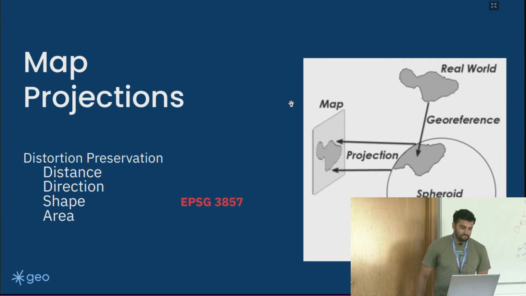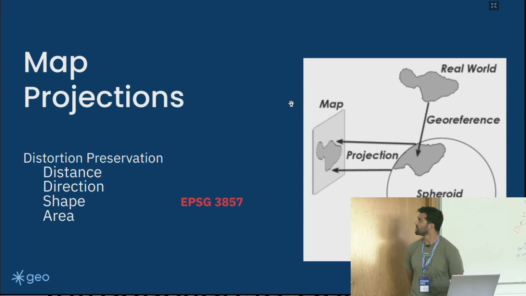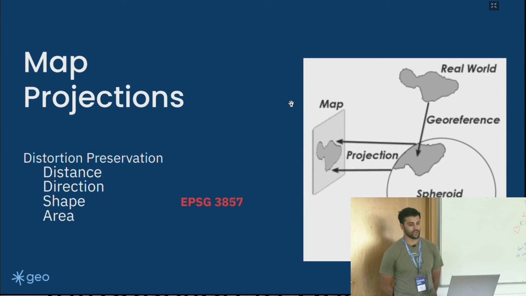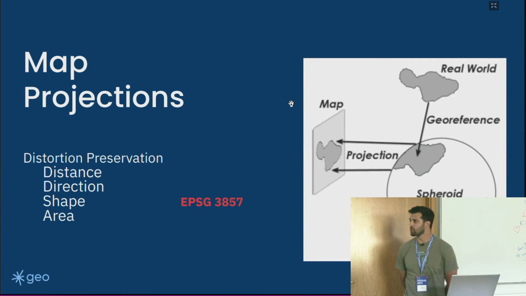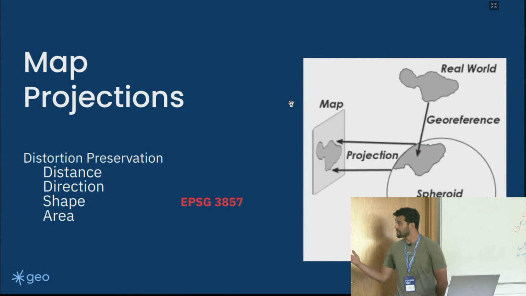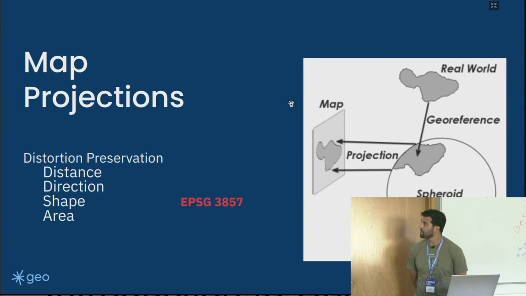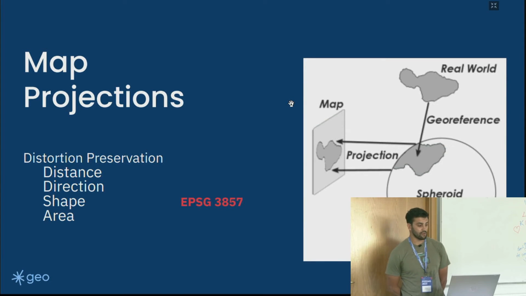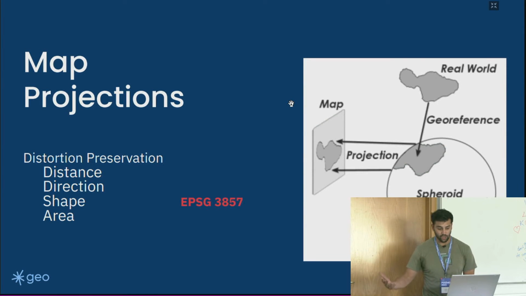So when we're thinking about map projections, you have this real world object, let's say a country, an area of interest, and you reference it to some sort of spheroid. So you do a reference on a datum. And from that datum, you need to take it to a map. You have to project it out. And you need to preserve some sort of property. Usually it's distance, direction, shape, or area. EPSG 3857, which is Web Mercator, preserves shape. So that's the one that we all are familiar with.